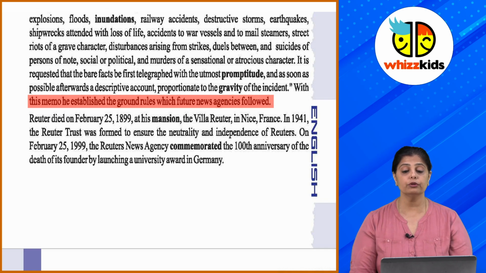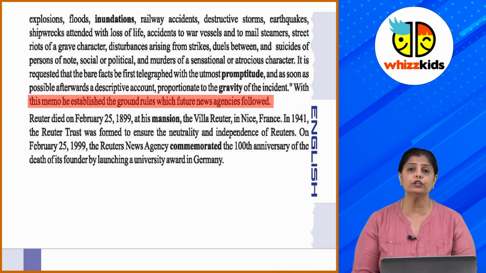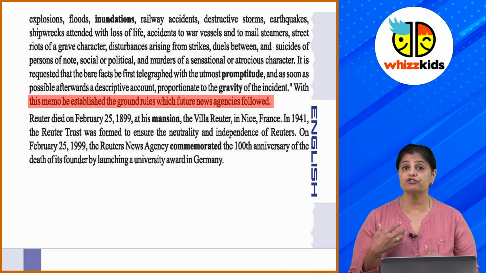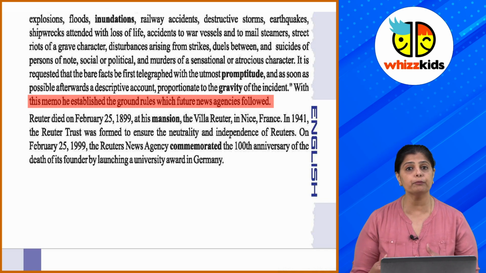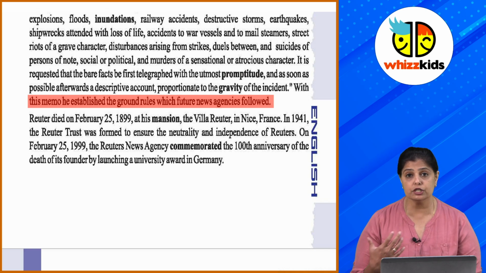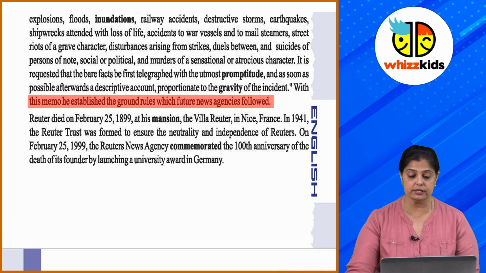So, uske baad unhone put some ground rules of what should be included in the news. Okay, so he wanted that the news transmissions include news about fires, explosions, floods, inundations, railway accidents, destructive storms, earthquakes, everything possible, riots which were really of a major importance. Okay, then the suicides that people have committed or anything in general should all be covered in the agency.